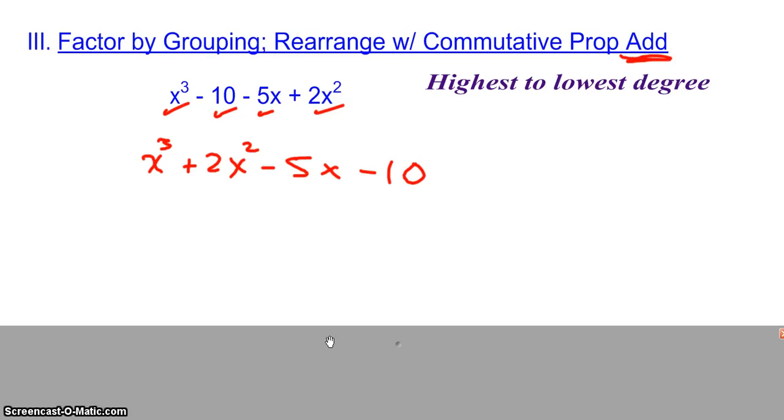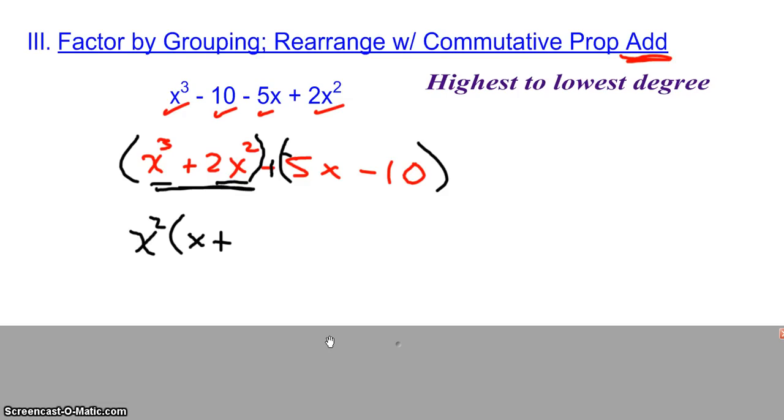So now we can go back to grouping. Be careful when you group this because I have x cubed plus 2x squared plus a negative 5x, plus a negative 10. I'm keeping the negative inside my group. And now we're looking for the GCF. So Vivian, what's the greatest factor I could pull out of here? X squared. Good. And what would we have left? X plus 2. Good job.